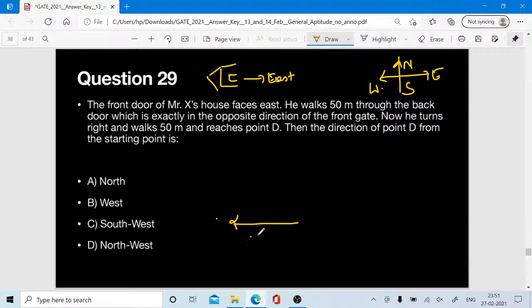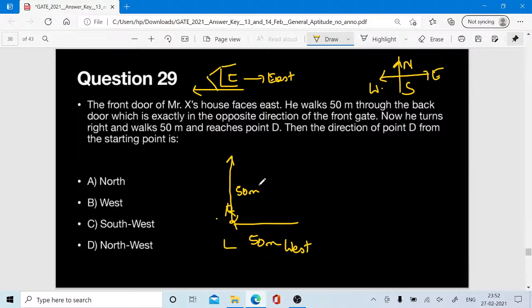He is walking 50 meters to the west, because he is going to the back door. This is the front door, the back door will be west only. Which is exactly in the opposite direction of the front gate. Now he turns right. When you are going to the west, I have already told you people, this will be my right and this will be my left. He turns right and walks 50 meters, so he's going north.